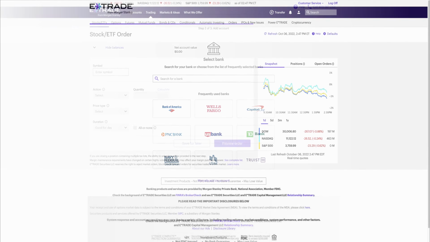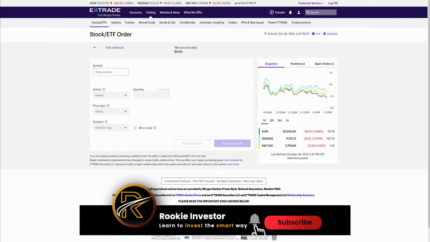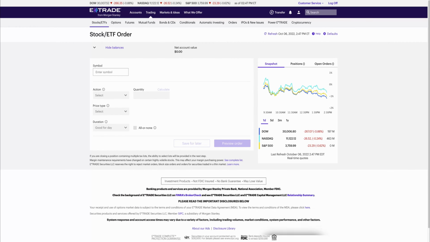The trading tab has quite a lot of options, as you can trade stocks and ETFs, options, futures, mutual funds, bonds and CDs, get into IPOs and trade cryptocurrencies. To note here that for futures you need to apply for access and for cryptocurrencies you need to open another type of account.